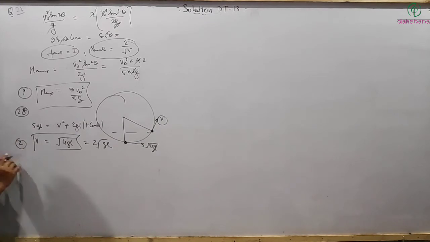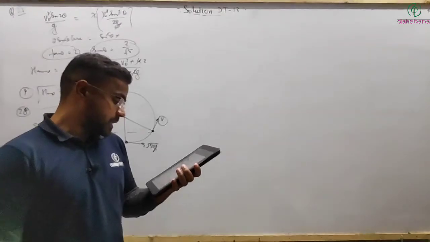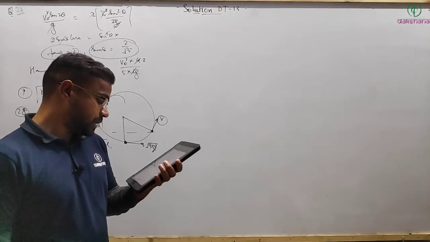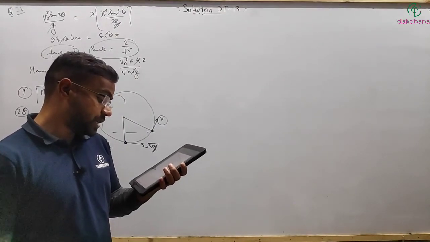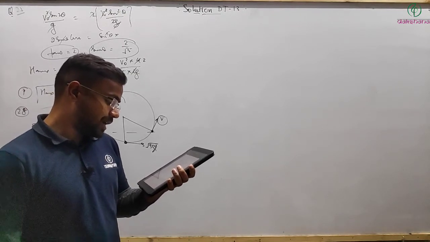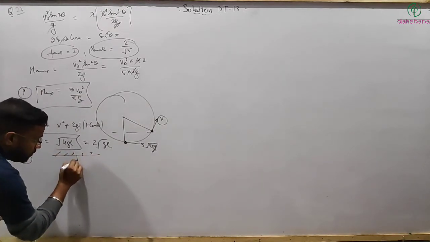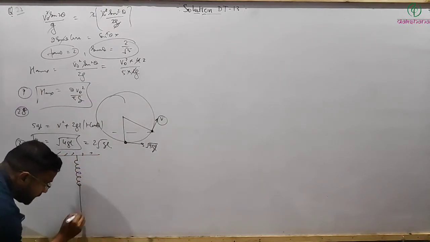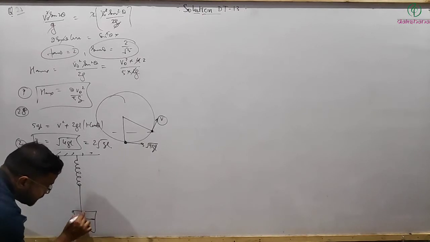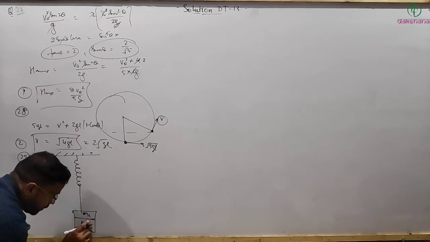Next question number 29. Two masses m1 m2 are suspended together by a massless spring of spring constant k. When the masses are in equilibrium, m1 is removed without disturbing the system, the amplitude of the vibration. So in this case, let's see what is happening basically. Let's say two masses m1 m2, or let me write this as m2 m1.